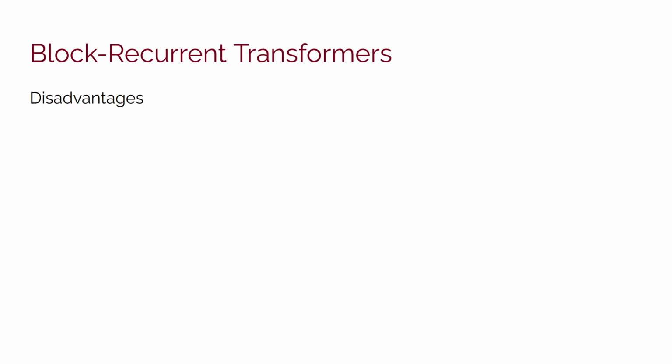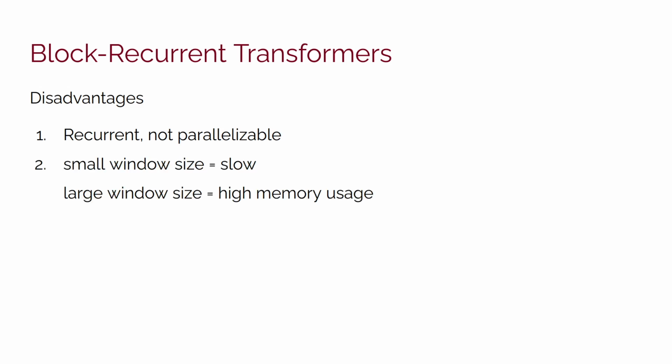So there are some disadvantages as well. The concept of recurrence was a plus for this model, but at the same time it's also not parallelizable, meaning you have to traverse the entire sequence to get the n+1th character or something like that. And if the window size is small, it tends to be really slow because it has to slide the window throughout the entire sequence.